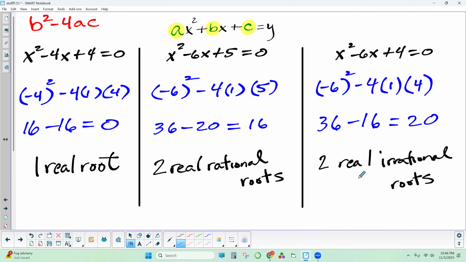Okay? So the one scenario we did not see here is two complex roots. So remember, if your discriminant simplifies to a negative number, that means you have two complex imaginary roots.